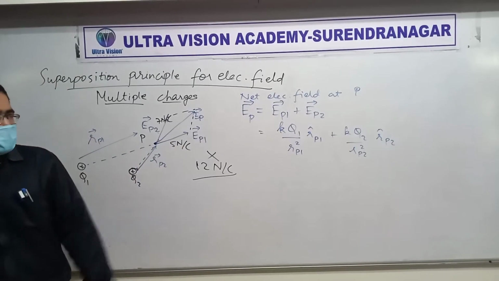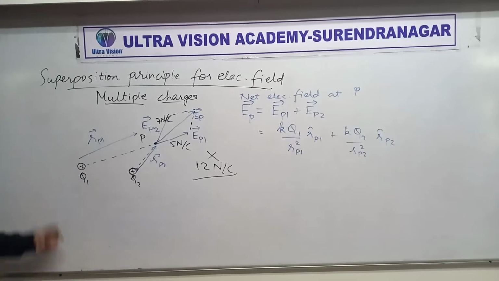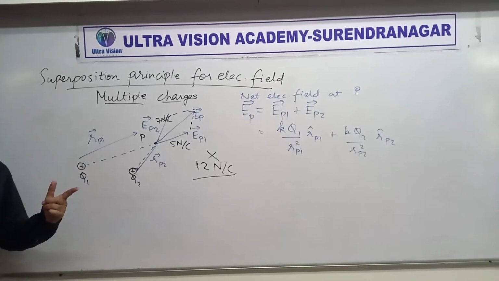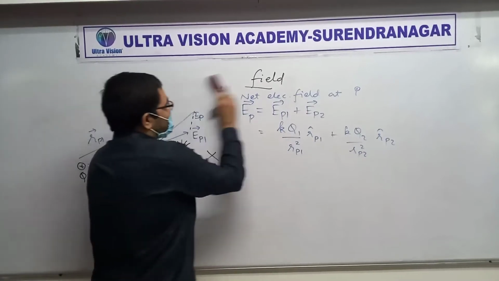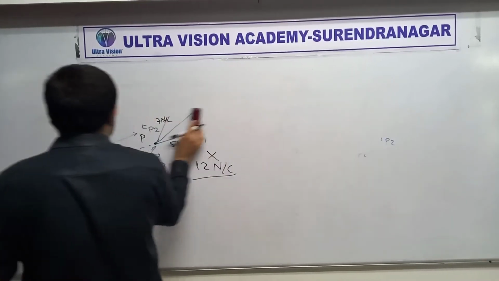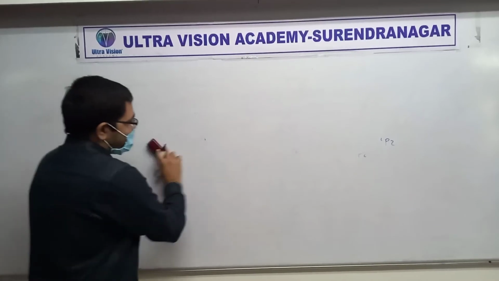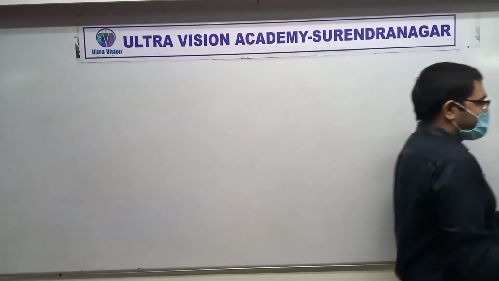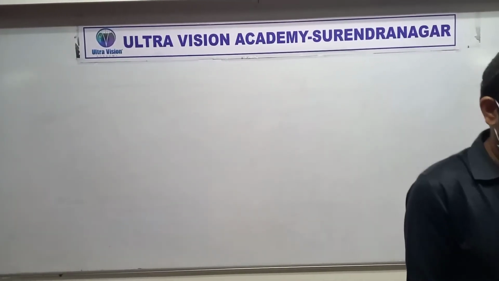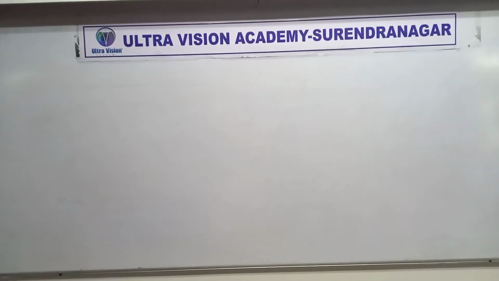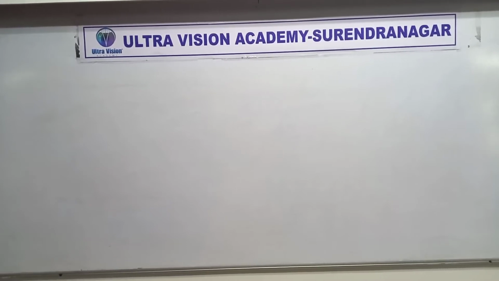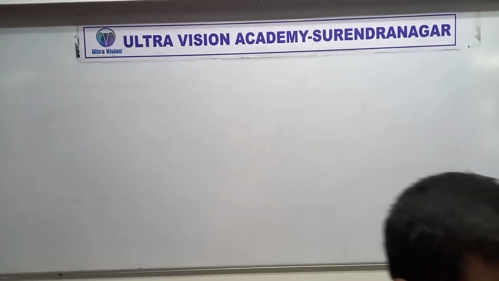Alright? Be careful. I'm going to erase everything on the board. Time to solve questions based on the superposition principle. Okay. Example. How many have we done? 8. So 9 is what we are doing.